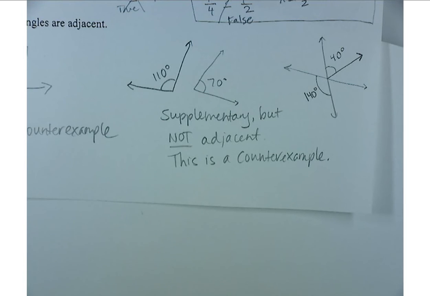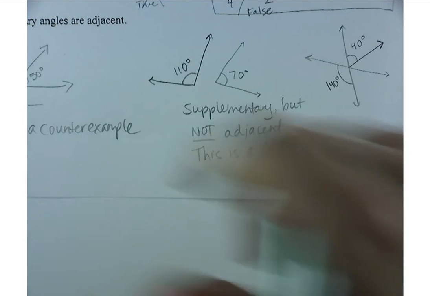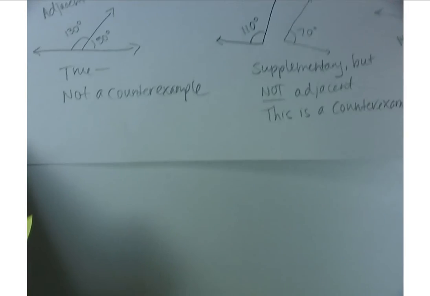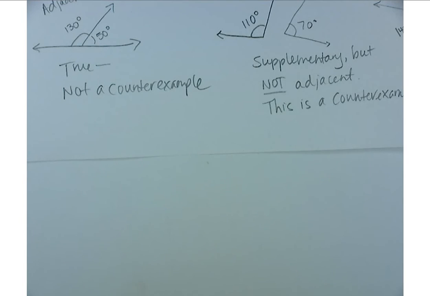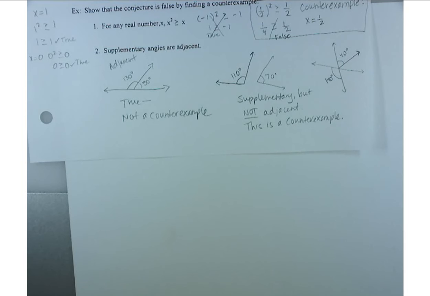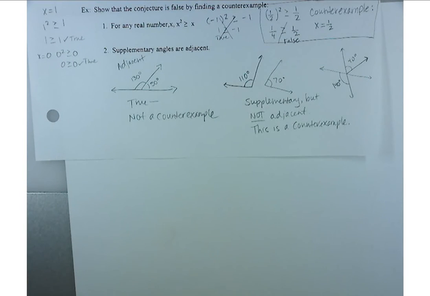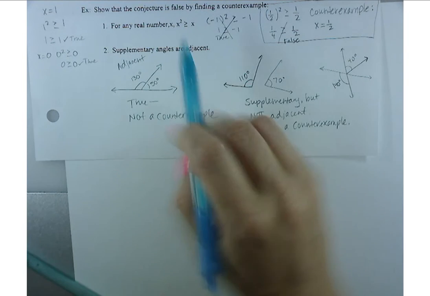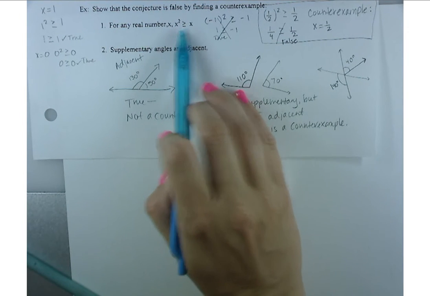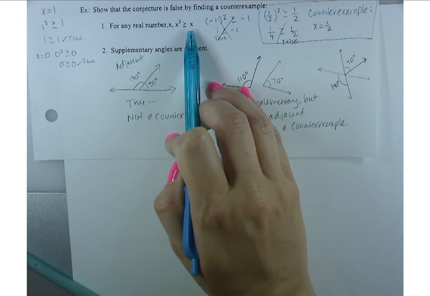So another way you can think of a counterexample, sometimes you'll have if-then statements, or you'll just have a statement. The first part of this statement has to be true. The second part has to be false. So for the first one we did, it has to be a real number. That has to be true. But x squared is greater than or equal to x. That has to be false.